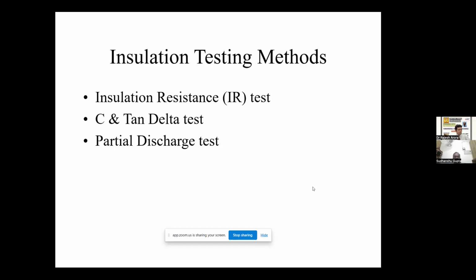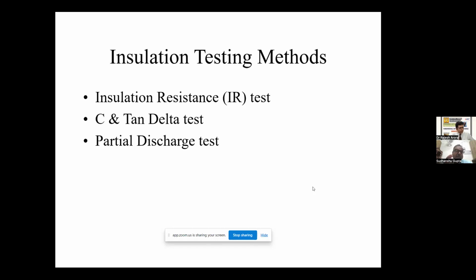And we have three methods of testing insulation. We all know about the IR testing, C and tan delta testing, and the third is the partial discharge test. I wanted to highlight one fact: partial discharge testing doesn't mean that you don't need to do the tan delta testing. Tan delta and partial discharge are very different tests. Partial discharge will tell you about short-time failure, not the health of your insulation. It will tell you that there is something wrong in the insulation, you have to take care of it, so it may fail in a short time.